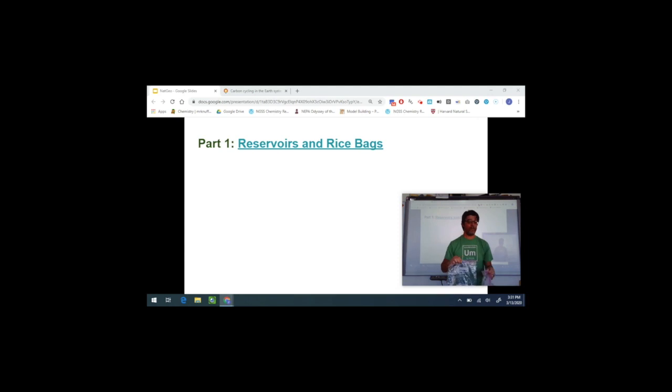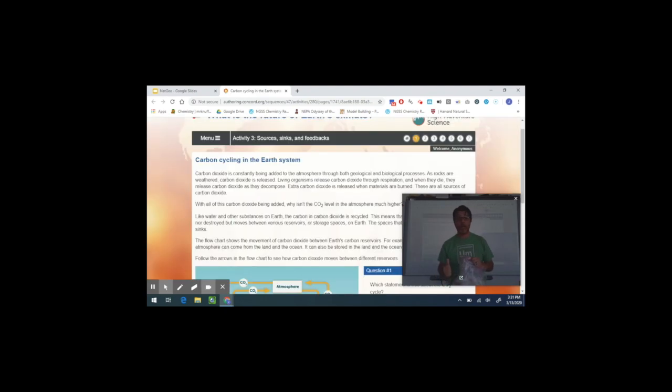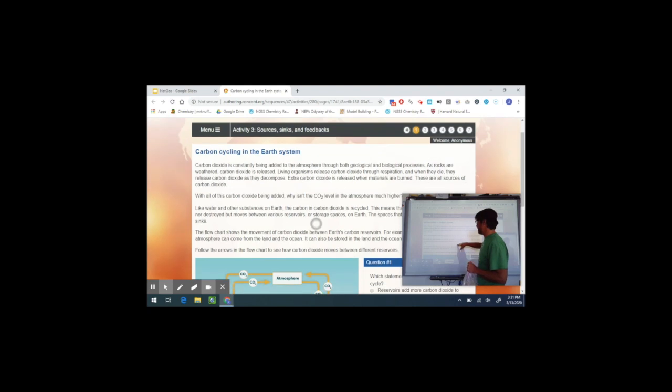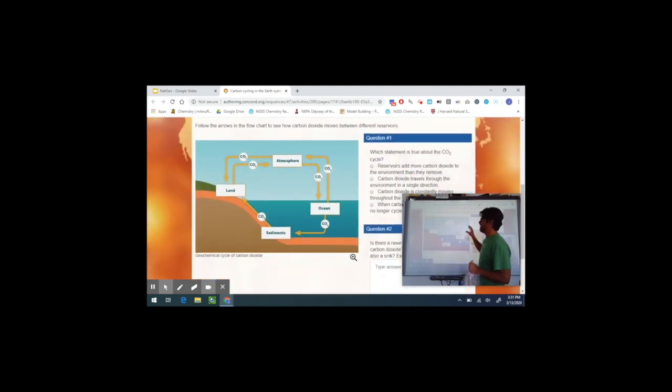In part one of our adventure, we're going to use grains of rice, single grains of rice, to represent gigatons of carbon in all the different reservoirs where we find carbon on the planet. It's called reservoirs and rice bags. In this part, I will be using the NatGeo resource carbon cycling in the Earth system, specifically this diagram right here, and then we're going to take it even further and quantify all of those reservoirs.